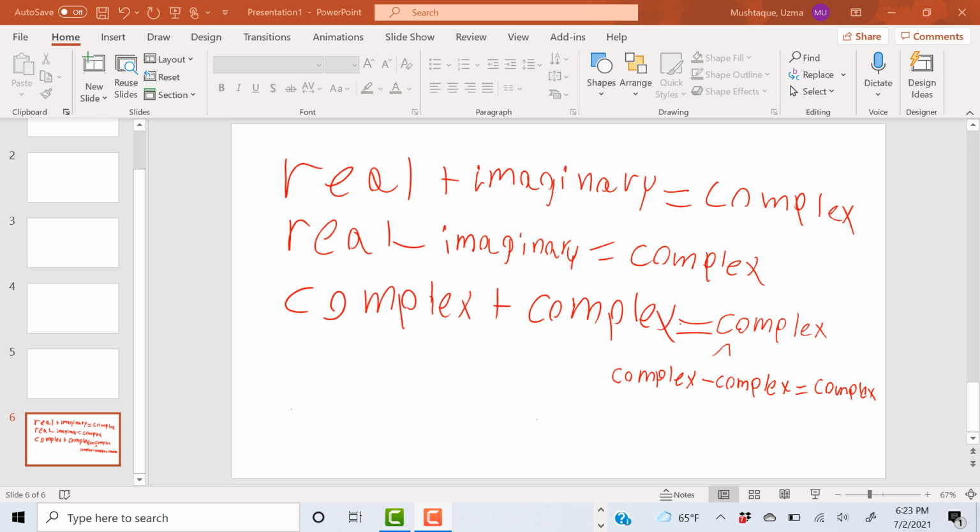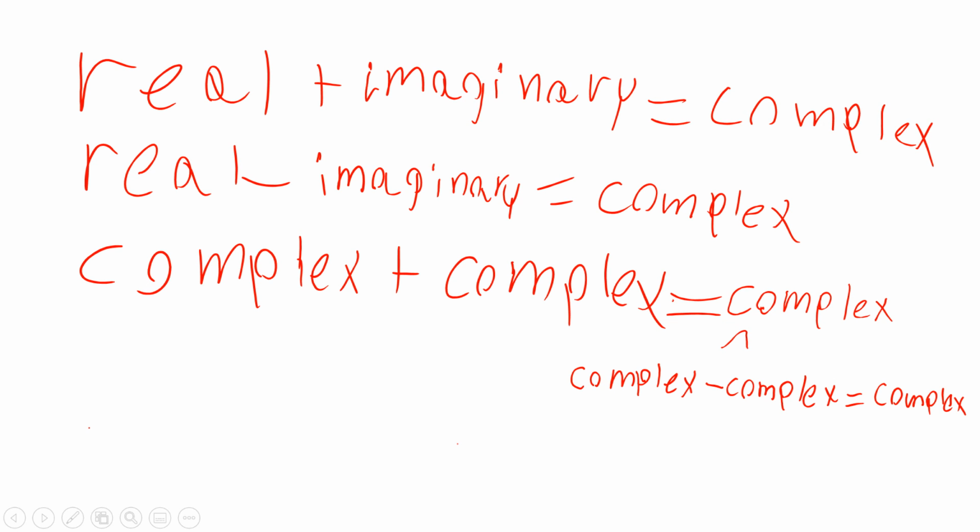So in the last video we learned how if we combine a real number plus an imaginary number, we're going to get a complex number. If we take a real number, subtract off an imaginary number, we're going to get a complex number. If we add two complex numbers, we're going to get a complex number. And if we subtract two complex numbers, we're going to get a complex number. Now what if we multiply two complex numbers?